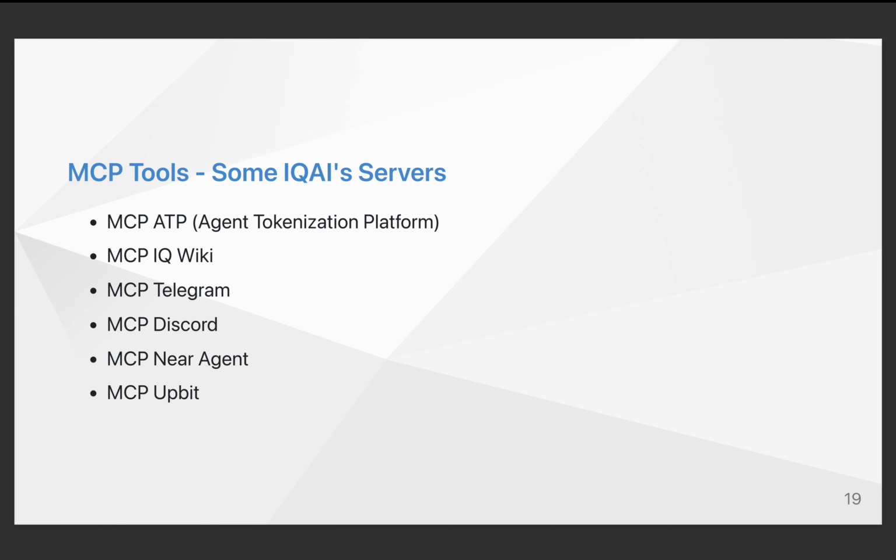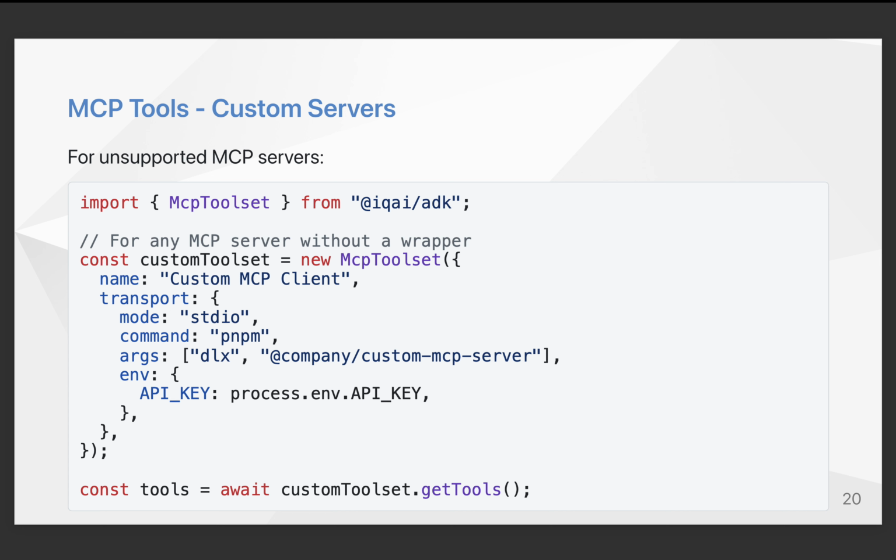But what if you need to integrate with a service that doesn't have an IQAI wrapper? That's where the MCP toolset class comes in. This pattern works with any MCP server. The transport configuration tells ADK-TS how to start and communicate with the server. Once connected, you get tools similar to those provided by the wrapper functions. This is incredibly powerful. If your company has internal APIs, you can create an MCP server once, and every agent in your organization can use those capabilities immediately.